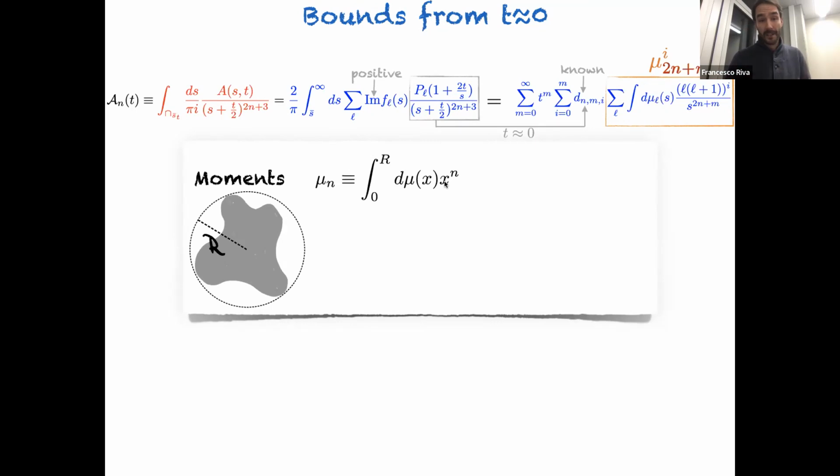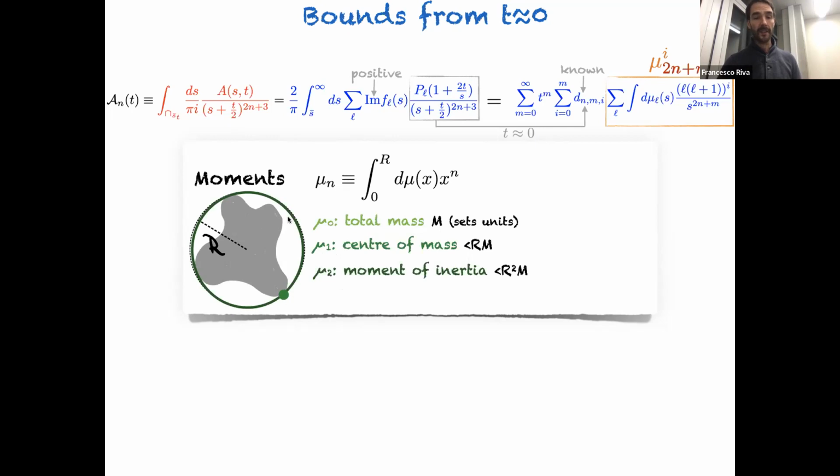Think, for instance, of a mass distribution, like an asteroid or a rock. So the 0th moment is the total mass, m, and sets the units. The first moment is the center of mass, and is maximized when all the mass is here. And the second moment is the moment of inertia, and is maximized when all the mass is distributed on a ring, as it's always smaller than r squared m. So these three moments cannot take arbitrary values because their bounds are given by two quantities, m and r, and they must lie in this region above this parabola. If r is known and is compact, is limited, then we also have an upper bound here.